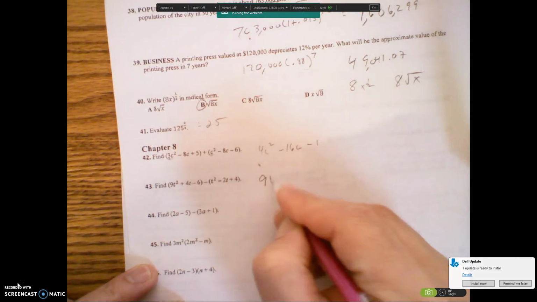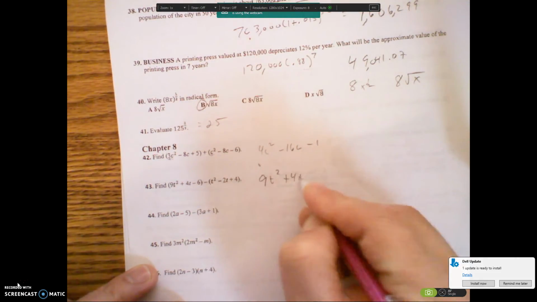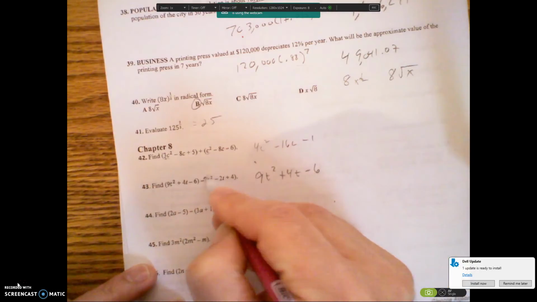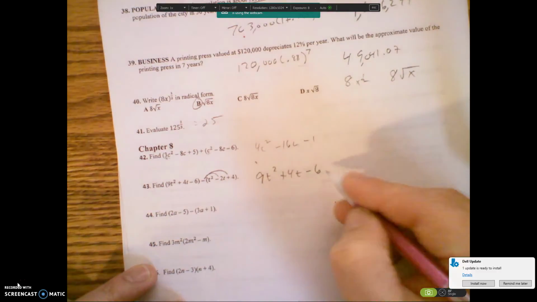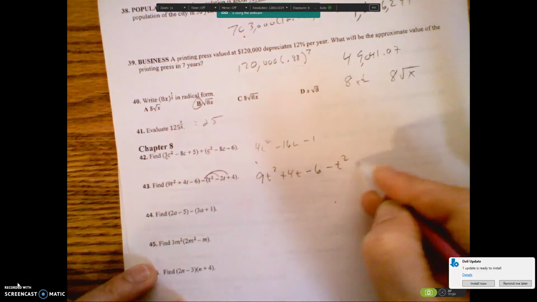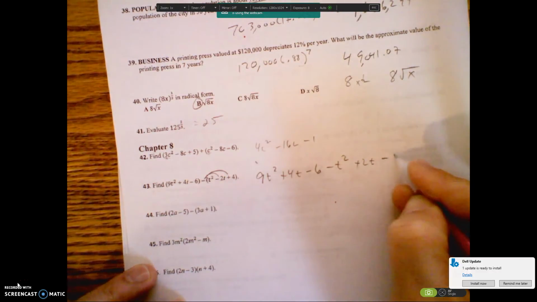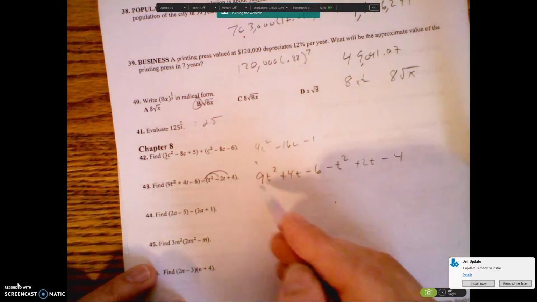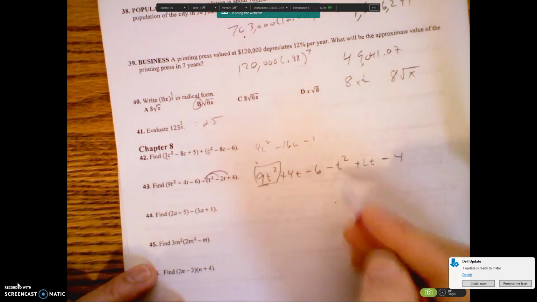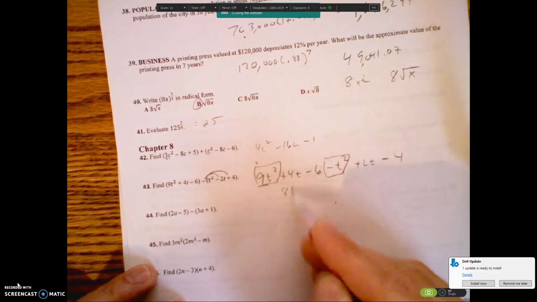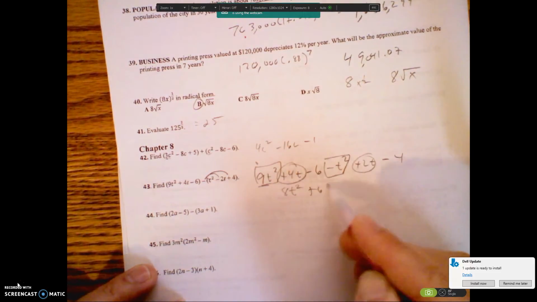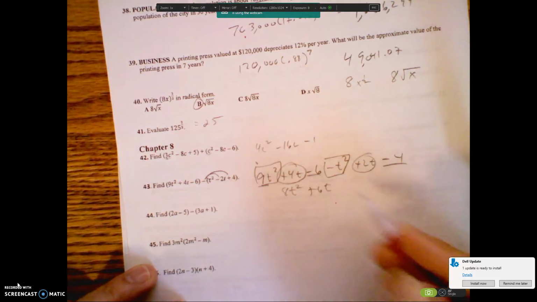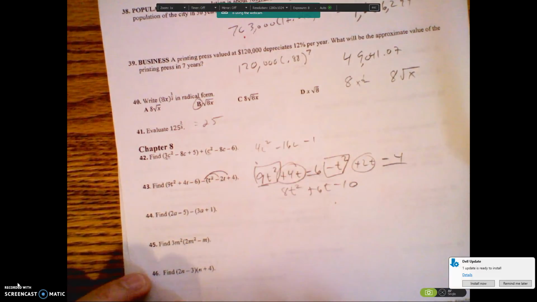Now with 43, it's slightly different. We want to write the first polynomial and then distribute the negative sign to all three terms in that second polynomial. So it becomes negative t squared plus 2t minus 4. And now I'm going to combine like terms. So I have 9t squared minus t squared is 8t squared. I have 4t and 2t is 6t, and negative 6 minus 4 is negative 10.